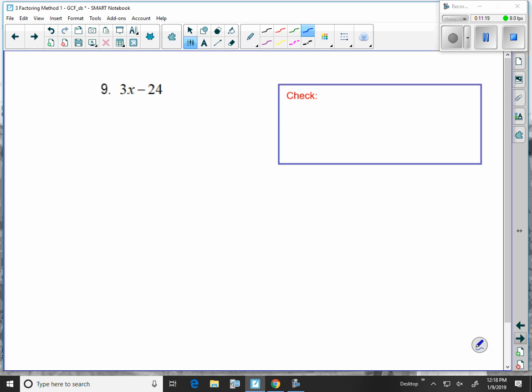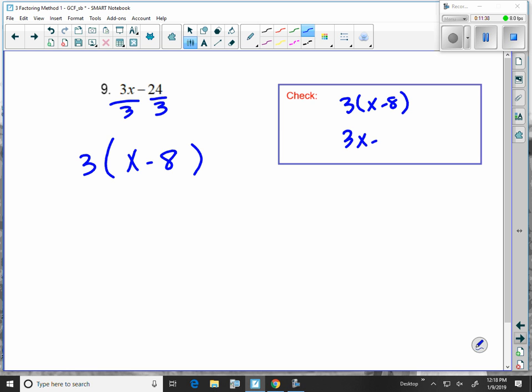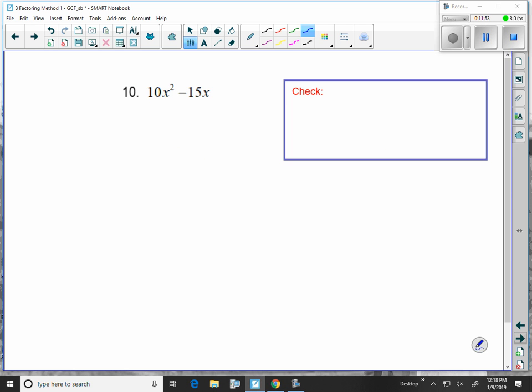Okay, what's common between 3x and 24? 3. So we divide both by 3. So we should get x minus what? X minus 8. Distribute that 3, you should get 3x minus 24 like you did in the original. How do you feel? These are okay? Yeah. All right, number 10.